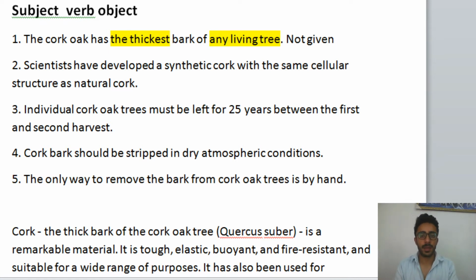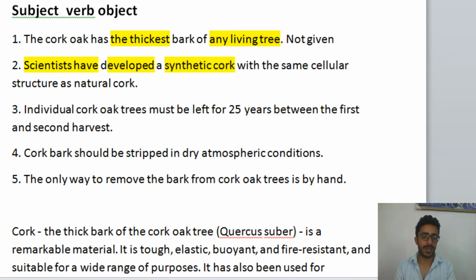That is the answer. If I move to my second question, my word is here. My first part is scientist, and developed is definitely going to be the verb, like they have developed something, and what they have developed is a synthetic cork. That is my third part.